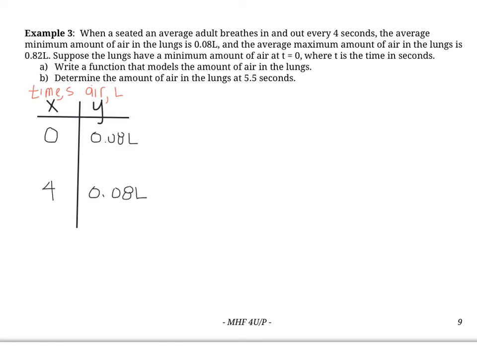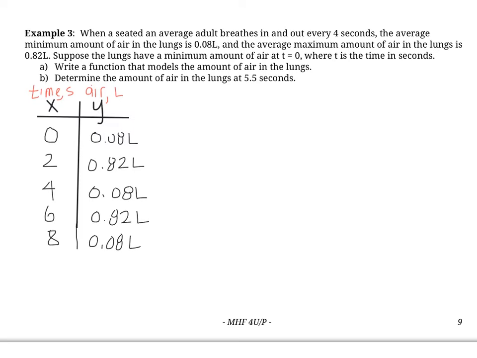So can we fill in the blanks from here? That means halfway in between 0 and 4, or approximately halfway, we would be in between 0.08 and 0.08. And what's going to happen in between is it's going to reach its maximum, and that maximum is 0.82 liters. If we were going to continue this pattern, after another 4 seconds, which would bring us to 8 seconds, we would be back on our minimum amount, which is 0.08 liters. In between 4 and 8 would be 6, and we would have our maximum.